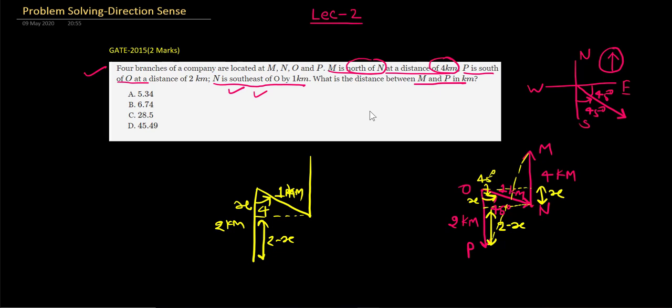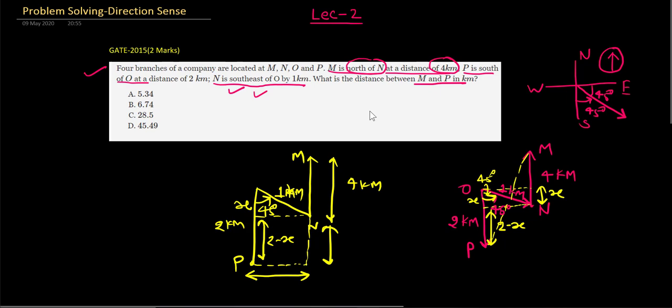This angle is 45 degrees, and the total distance is 4 km. This is our point M, this is point N, and this is point P. Now if you draw this and complete this, we have to calculate this distance. If we calculate this distance, then we can use the Pythagoras theorem and calculate this. So let's say this point is B. Now what would be this distance?